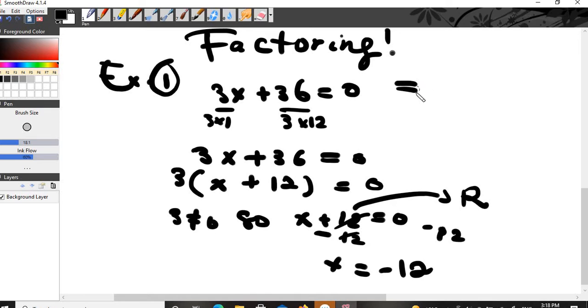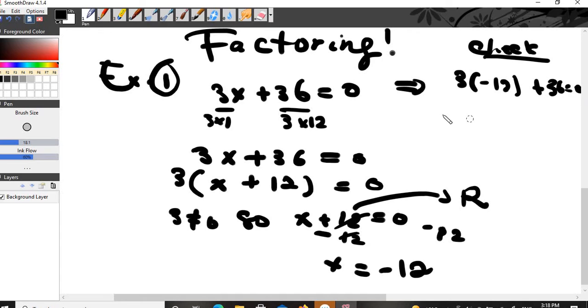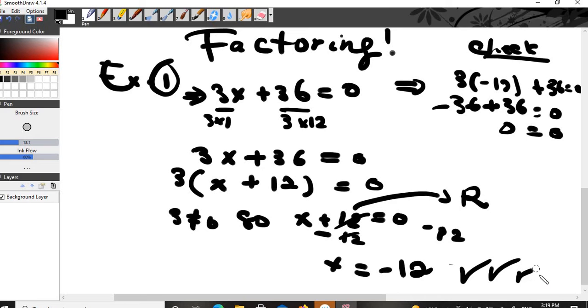So if we check, to check to see, 3 times negative 12 plus 36, it must be 0. So negative 36 when you add plus 36 equals 0, 0 equals 0. So we use the original equation for this one. So x is equal to negative 12 is the correct answer.